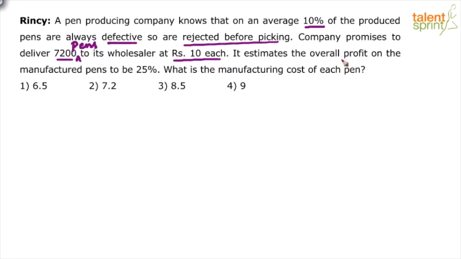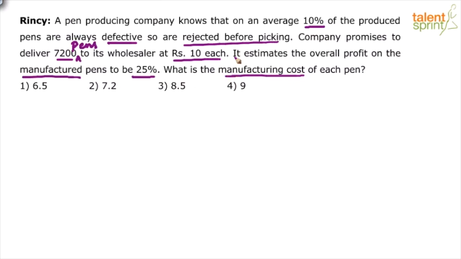And it has estimated that the overall profit on the manufactured pens, remember, manufactured pens, not on the sold pens. Are you able to follow? The profit is being calculated only on the manufactured pens, not on the sold pens. So overall profit on the manufactured pens will be 25%. What is the manufacturing cost of each pen is the question.